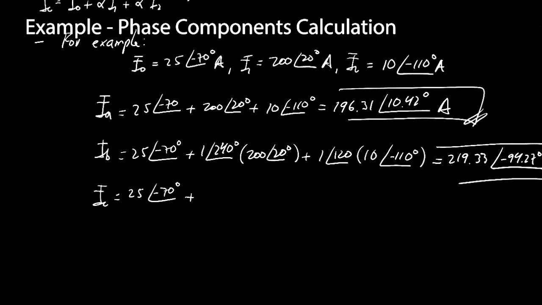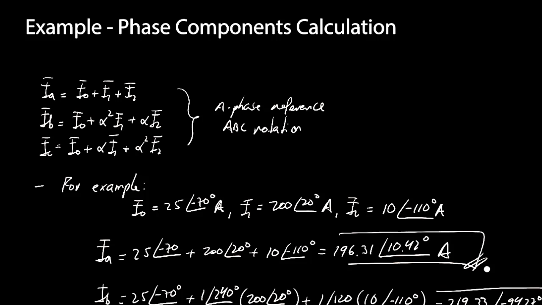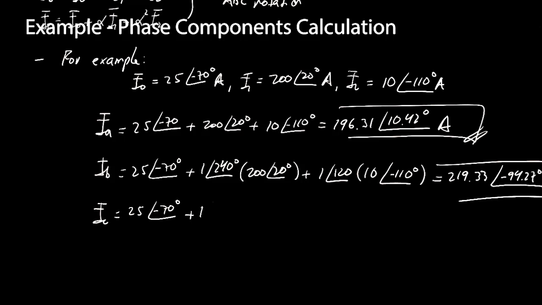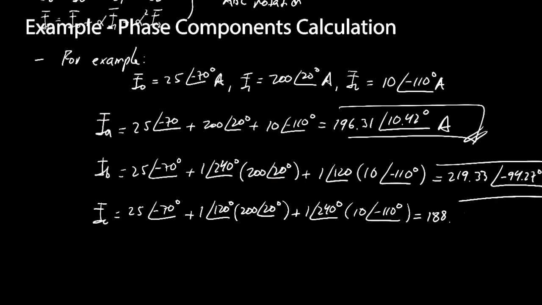So we have the B phase current now, and then we can do the same thing for the C phase. Going back to our equations, IC is I0 plus alpha I1 plus alpha squared I2. So alpha, which is 120, times I1, which is 200 at 20, plus alpha squared, so 240, times I2, which is 10 at minus 110. If we calculate this, we get that this is equal to 188.50 at an angle of 143.27 degrees. This is in amps.